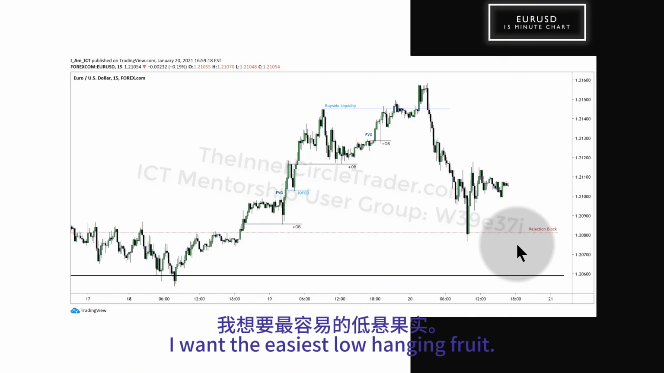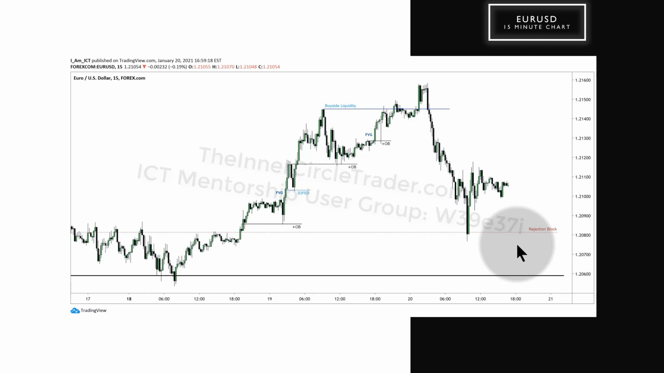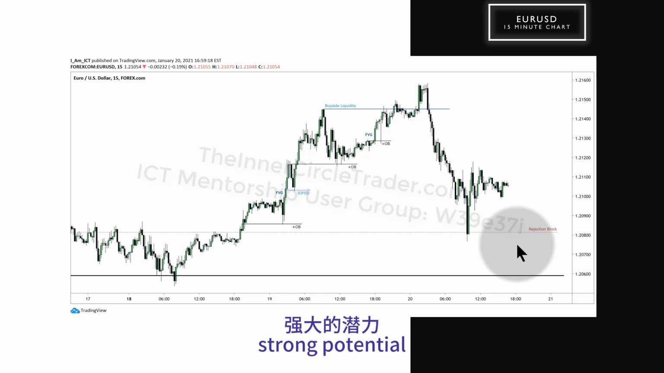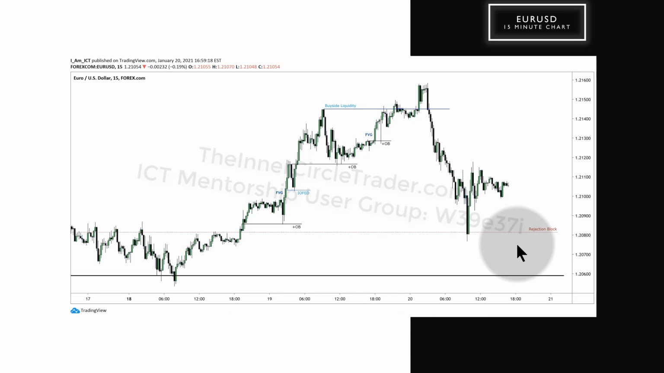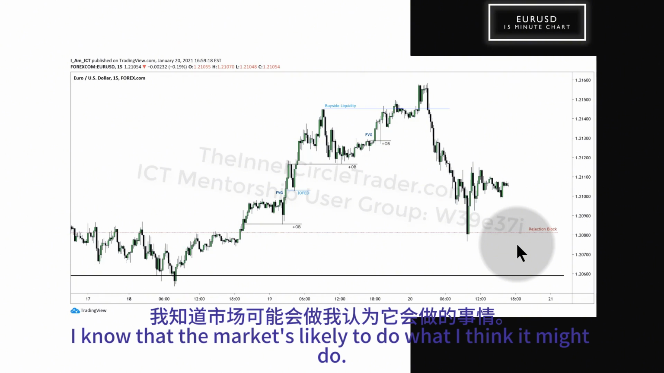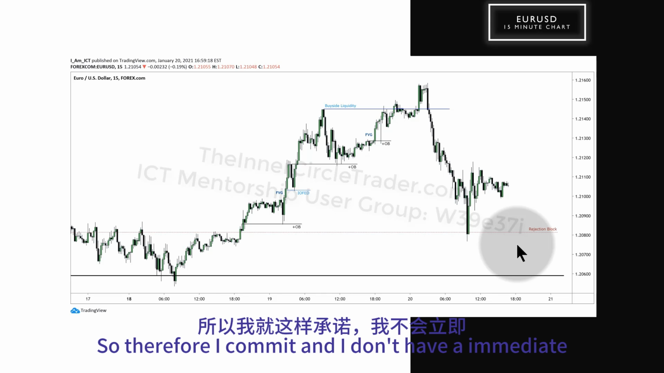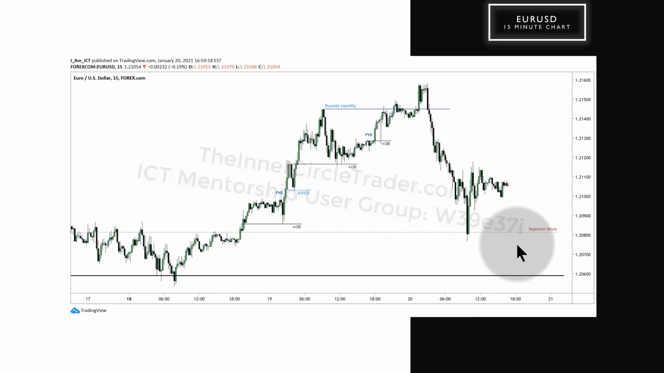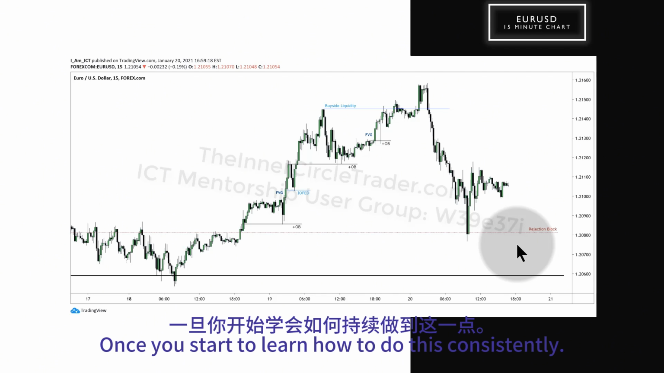I want the best. I want the easiest, low-hanging fruit, so that way when I put money into the marketplace, I'm not sweating and worrying about whether or not there is a strong potential reversal in the making or if I'm offside. I know that I've done my due diligence. I know that the market's likely to do what I think it might do, and I have a strong conviction. So therefore, I commit, and I don't have an immediate regret or anxiety attack once the trade is entered. And you'll know what I mean by that once you start to learn how to do this consistently.